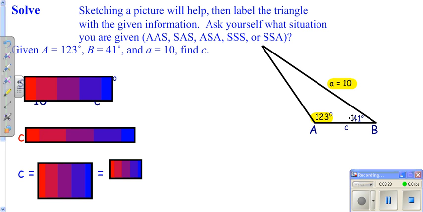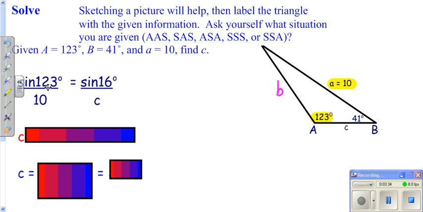Well, since we know angle B, the next thing I would want to find would be side b. So we'll use law of sines. We'll go the sine of our angle over the side opposite that. So sine of 123 over 10, equals sine of 16 over c. Well, I was going to have you find side b first, but we're only looking for what it says of c. Now, where does the 16 come from?